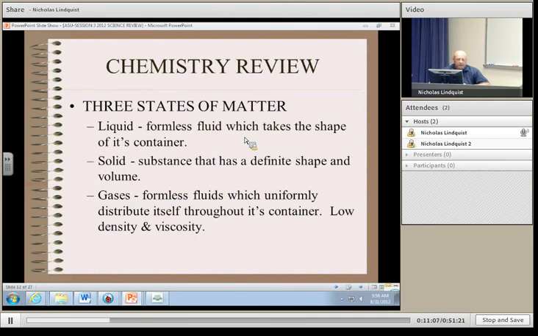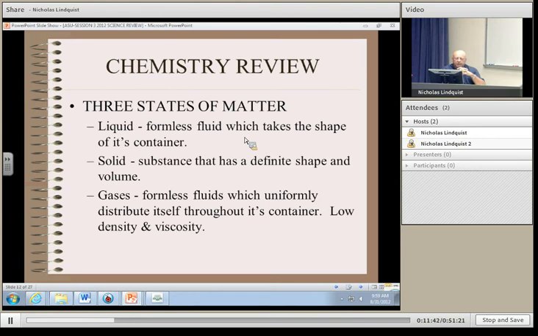Okay, looking at a quick review of chemistry. We need to remember there's 3 states of matter: solids, liquids, and gases. Liquids are formless fluids which take the shape of their container. Take any liquid, put it in a container, and that liquid is going to take that shape. A solid is a substance that has a definite shape and volume. It's going to be a fixed shape and volume. And gases are formless fluids which uniformly distribute themselves throughout their container.